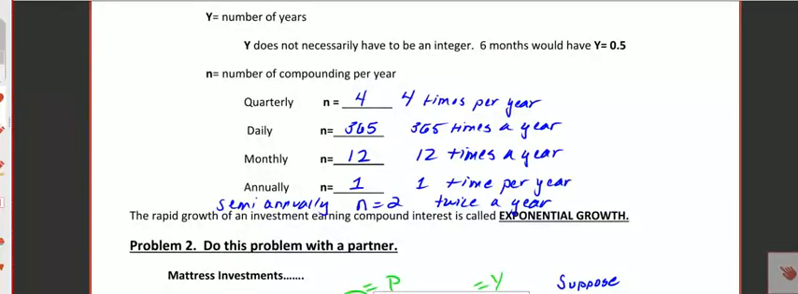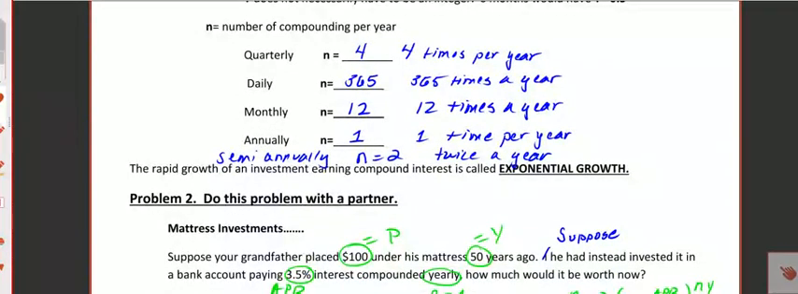So here's a problem where you're going to use that formula. We're looking at a mattress investment. Well, what's that? That's putting money under your mattress. So suppose your grandfather placed $100 under his mattress 50 years ago. How much money would he have today? Just $100 that he put under the mattress 50 years ago. Now suppose he had instead invested it in a bank account that paid 3.5% interest compounded yearly. How much would it be worth now?